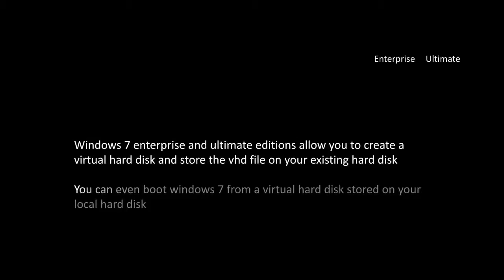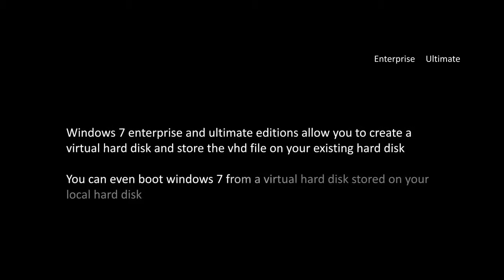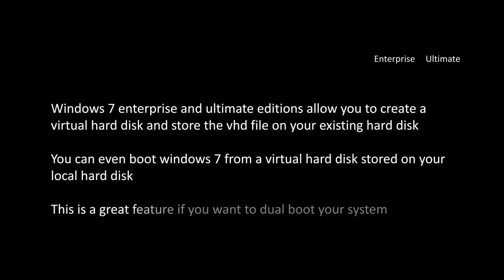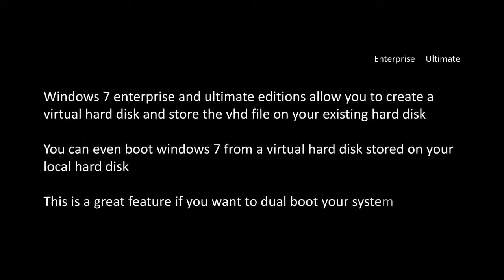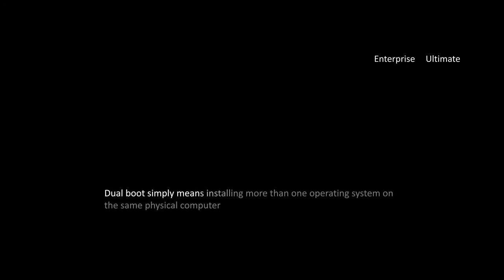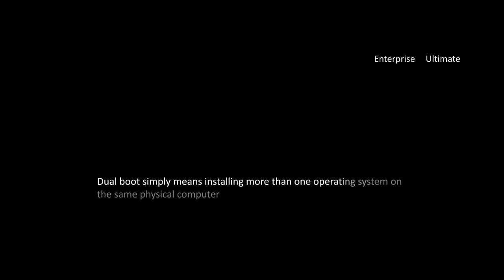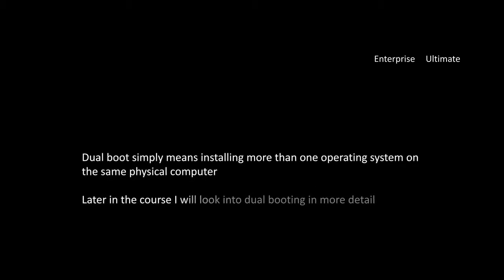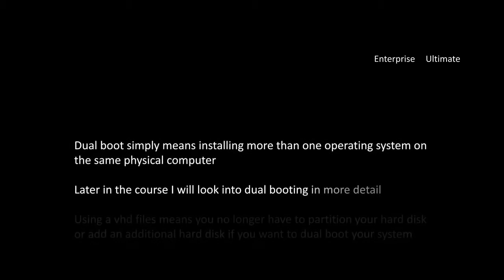Windows 7 Enterprise and Ultimate editions allow you to create a virtual hard disk and store the VHD file on your existing hard disk. You can even boot Windows 7 from a virtual hard disk stored on your local hard disk. This is a great feature if you want to dual boot your system. Dual boot simply means installing more than one operating system on the same physical computer. Later in this course, I will look into dual booting in more detail.